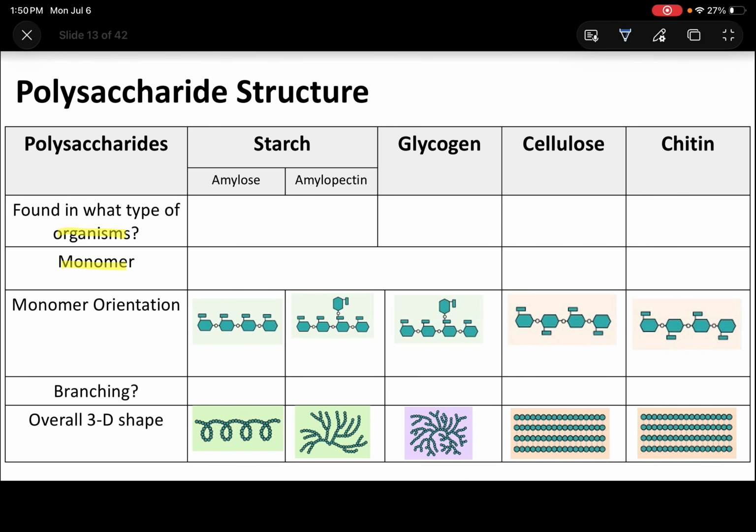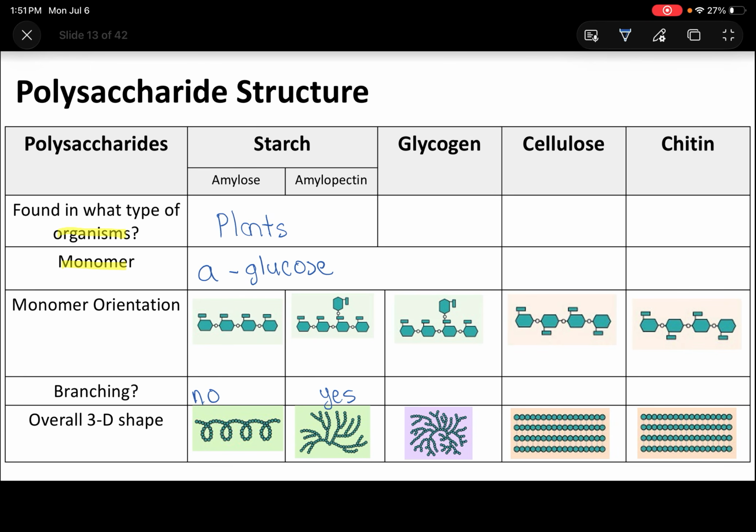So let's start with the polysaccharide starch. Starch comes in 2 forms, amylose and amylopectin, and starch is found in plants. If you think of a starchy vegetable, you often think of potatoes. If you hear starch, think potatoes. Starch is made up of alpha glucose. And it exists in, like I said, 2 different forms, amylose and amylopectin. What's really interesting is that the amylose version is not branched, but the amylopectin is.